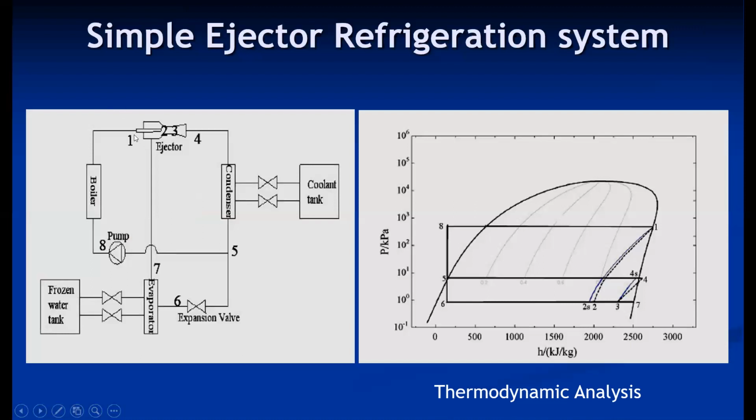Suppose we start at point one. Generally, point one in the vapor compression cycle is the inlet of the compressor. So here in the ejector refrigeration system, the starting point is the ejector inlet. So we start from point number one. Now we'll discuss the thermodynamic cycle as well.